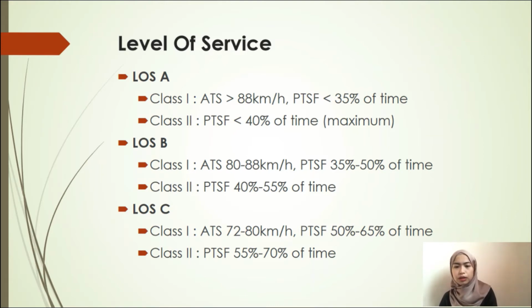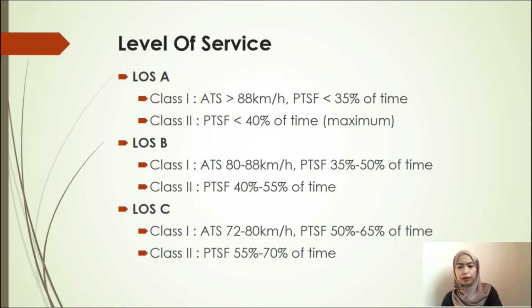For Class 2 highway maximum delay, PTSF, is 40% of the time, and the maximum service flow rate for two-way under base conditions is 490 vehicles per second. For level of service B, at this level of service, if vehicles are to maintain desired speeds, the demand for passing other vehicles increases significantly.